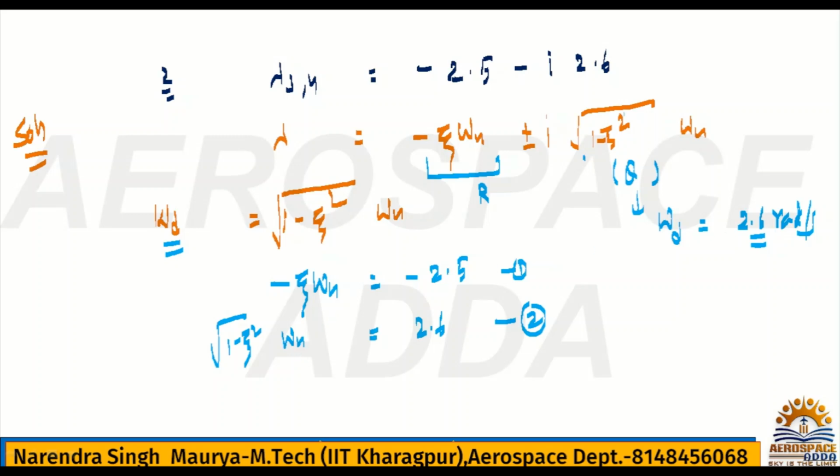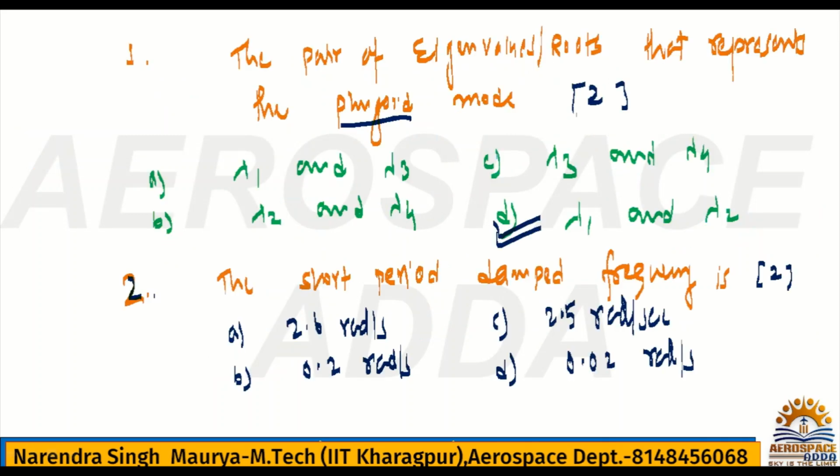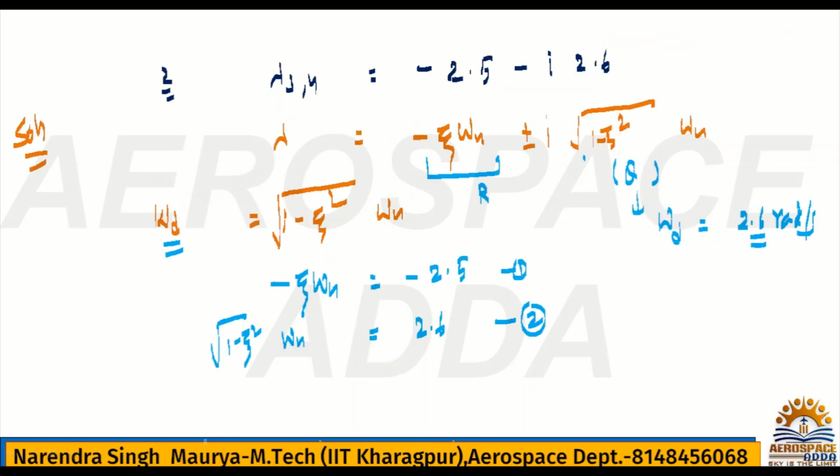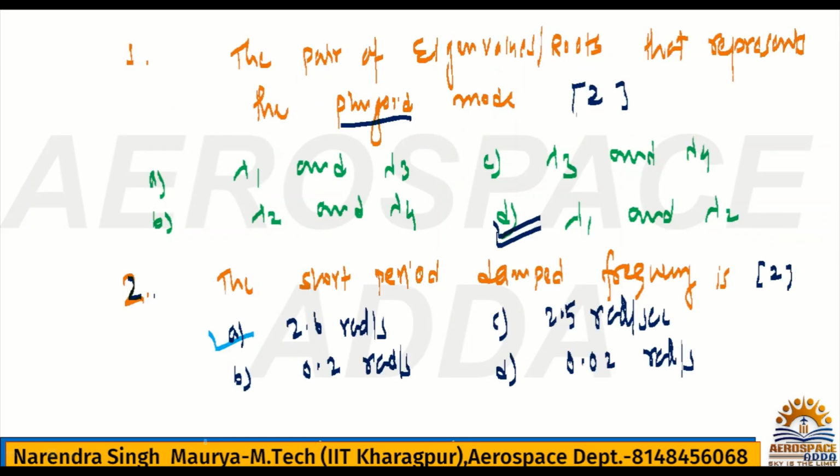So you have to just compare. What is the value of omega d? It's simply 2.6. Check where the 2.6 option is. 2.6 radian per second means that option is correct. Here I took time because I wanted to explain. Otherwise, if you know this, then 4 marks are in your pocket, and it's very simple.